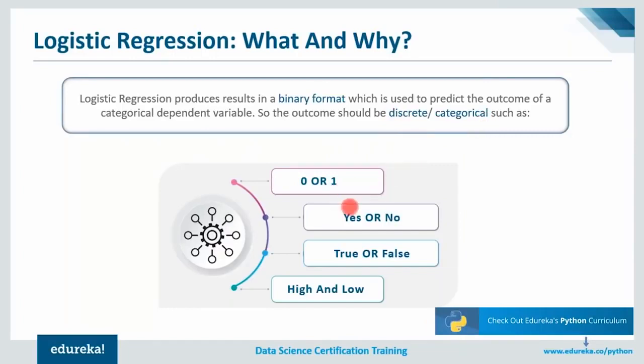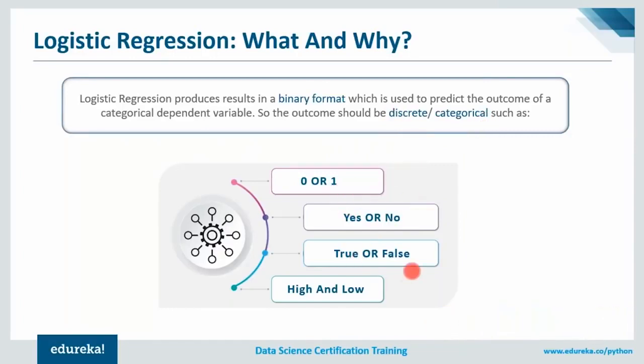It can either be yes or no, true or false, or high or low. So only these can be the outcomes. The value you need to predict should be discrete, or categorical in nature. Whereas in linear regression, the value of y, the value you need to predict, is in a range. That is the difference between linear regression and logistic regression.